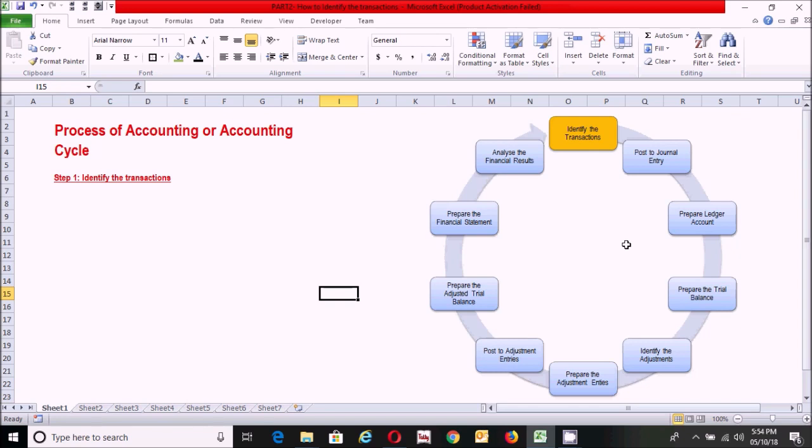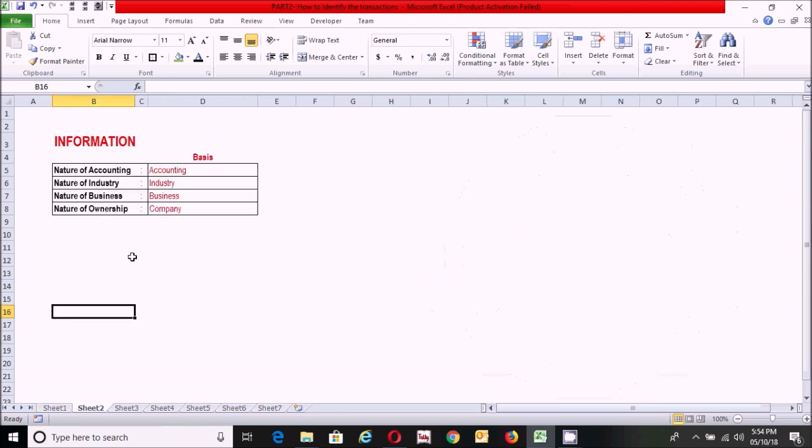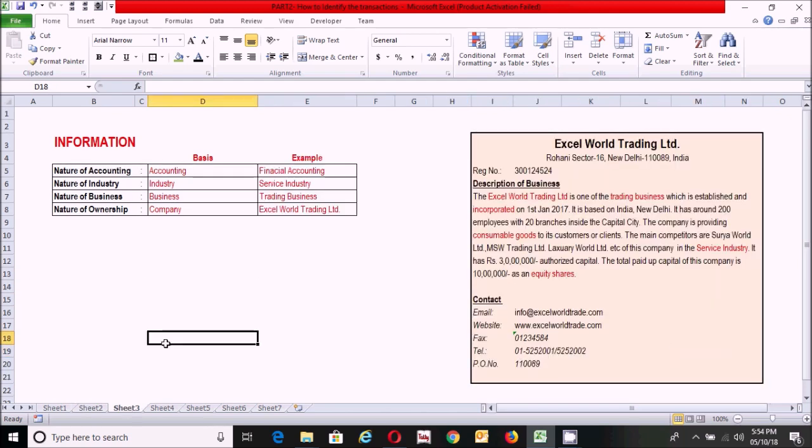I told you that I will explain these four things: nature of accounting, nature of industry, nature of business, nature of ownership. On the basis of these four criteria, I have taken some information of a company as an example to identify their transactions. So let's see.